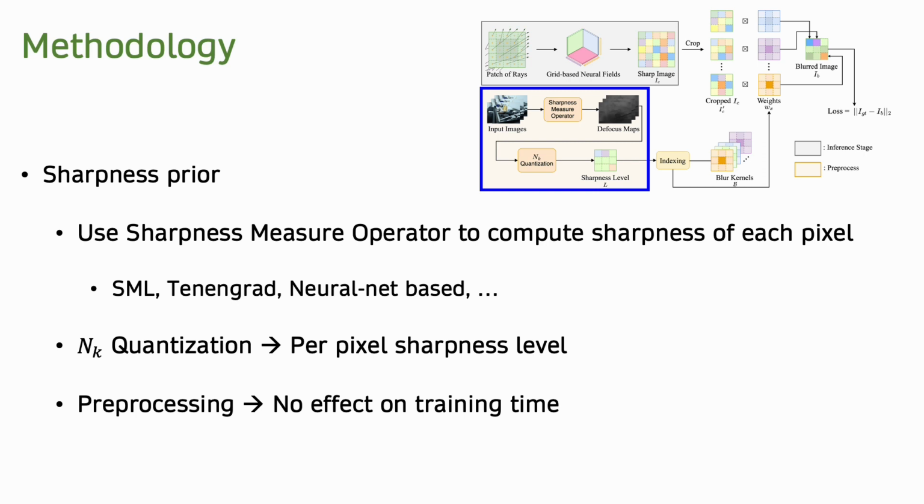The quantized defocus map is used as a sharpness level map, which divides pixels into NK groups based on their degree of sharpness. This sharpness level map is a sharpness prior, which is further used when initializing the blur kernels. This sharpness prior is computed only once as part of the pre-process and takes less than a couple of minutes. As it is computed before training, it does not affect the subsequent training and testing times.